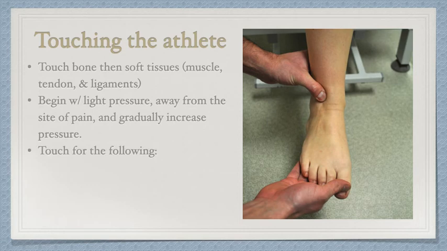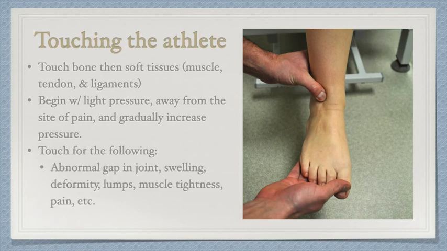And what we're touching for is abnormal gaps in the joint. You can feel the swelling. You can feel deformity. You can feel those lumps. You can feel muscle tightness, and you can obviously feel pain. Again, we're going to do this bilaterally. We're going to touch the good side and then the bad side and compare the differences between the two sides, because we always want to check the good versus the bad.